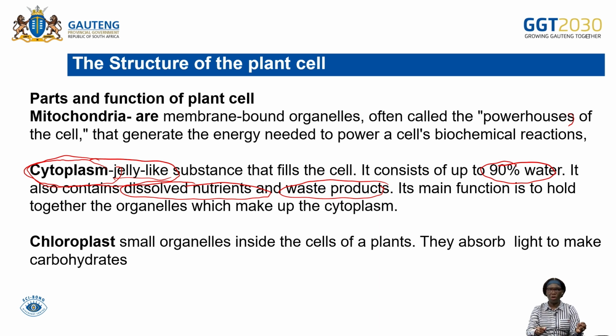The main function of the cytoplasm is to hold together the organelles which make up the cell. So the jelly-like substance will hold together all the organelles which are embedded within the cytoplasm. This is the function of what? Of the jelly-like substance which is found within the cytoplasm.